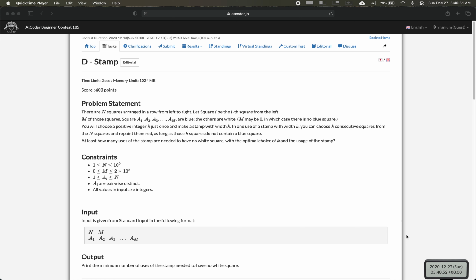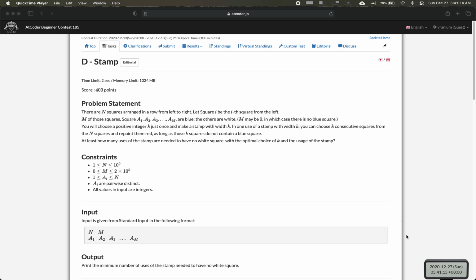In this problem, there are n squares arranged in a row from left to right, and m of those squares, square a1 all the way to square am, will be colored blue, whilst the rest will be colored white. We will be given a positive integer k just once and make a stamp of width k. And in one use of that stamp, we'll be able to color k consecutive squares red. But the rule is we cannot color over a blue square.